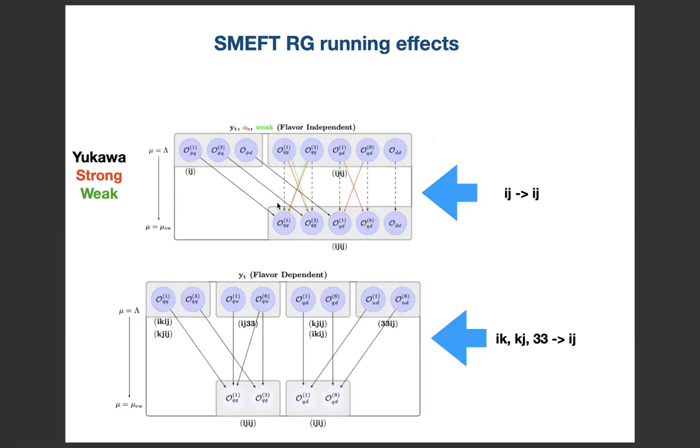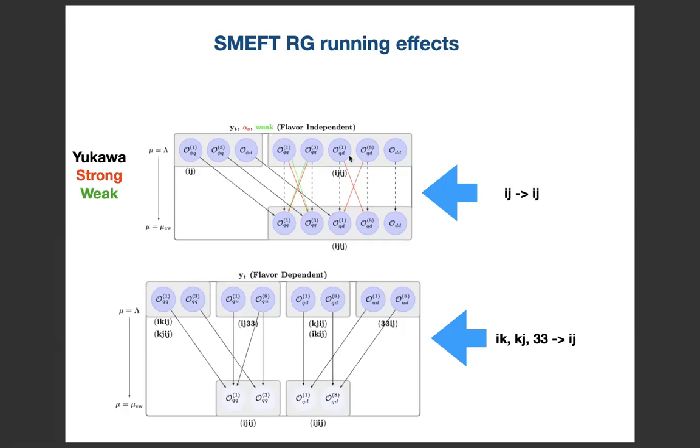Okay, so let us look at a complete picture of the running. This running, of which I gave just one example. In this chart, on the top, I have Wilson coefficients at scale lambda, and here at the bottom, I have Wilson coefficients at the electroweak scale. The different lines, black, green, and red, represent the different couplings. For example, the black lines represent the Yukawa couplings, red lines represent strong couplings, and green lines represent the weak couplings. As I explained in the previous slide, the running depends on various standard model couplings.